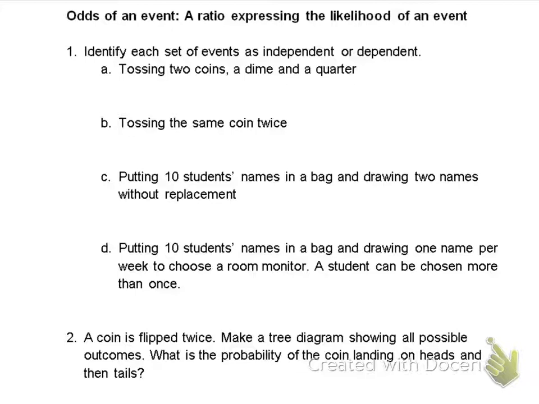So, tossing two coins, a dime and a quarter, to determine heads or tails. Now, tossing one coin to determine heads or tails is not going to affect whether the other coin lands on heads or tails. So those two events would be independent. They do not depend on each other.